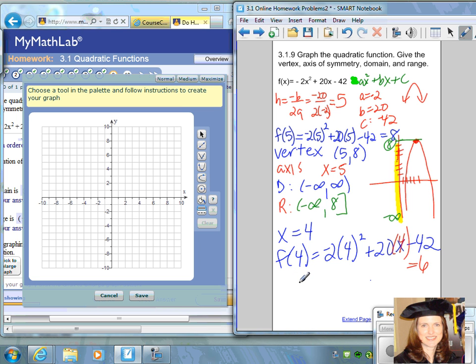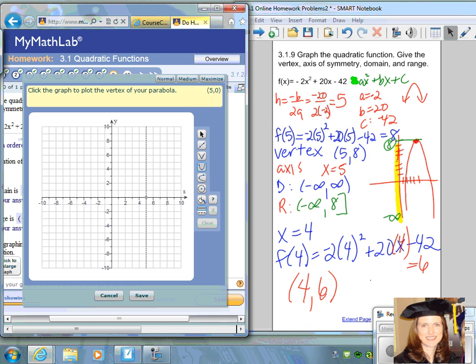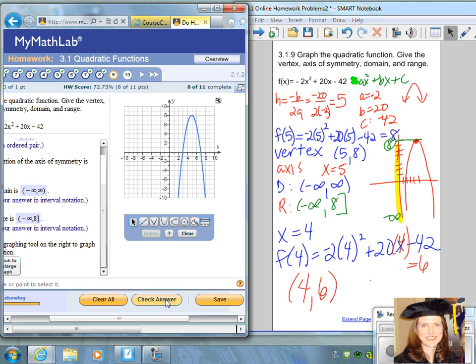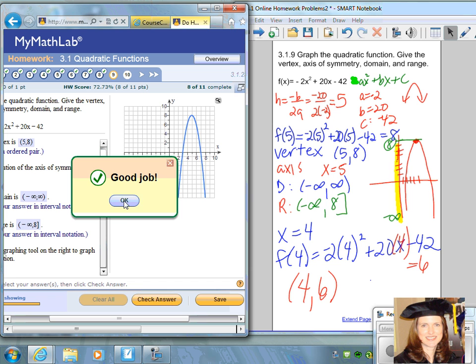So one point that we're going to use is the vertex at (5, 8), and this other point at (4, 6). Using the parabola tool, plot (5, 8), and then plot another point (4, 6). Save and check the answer. Good job.